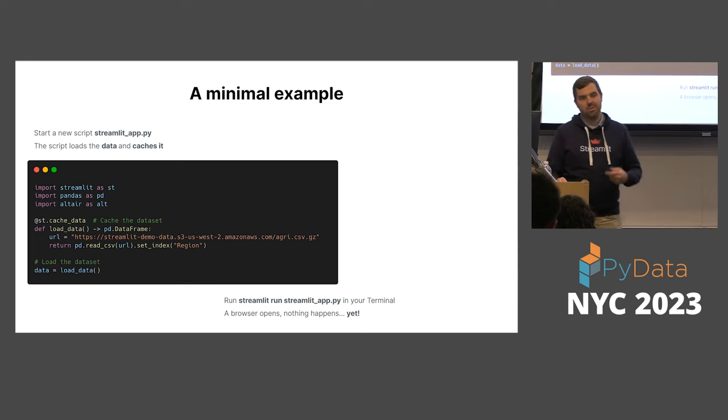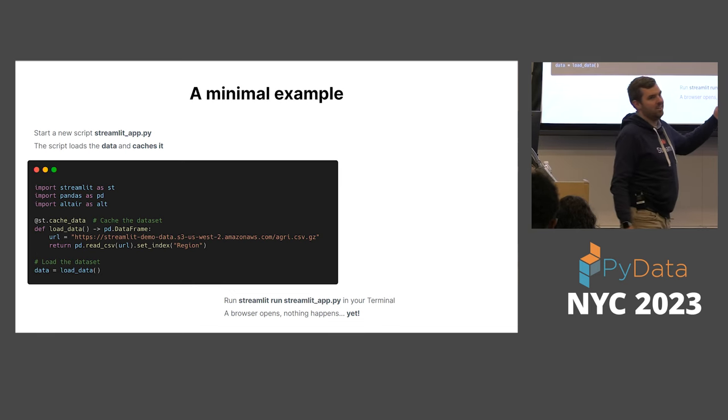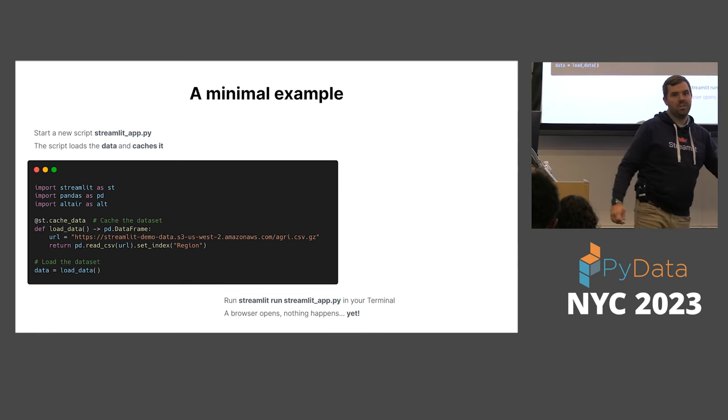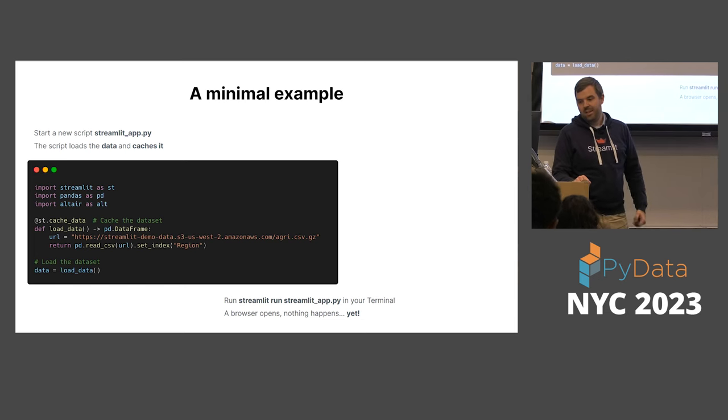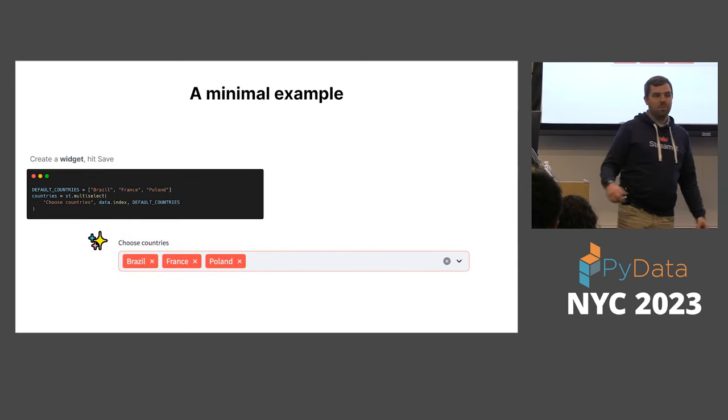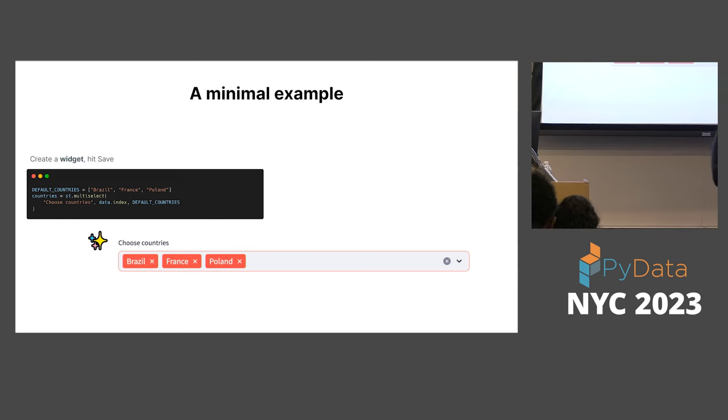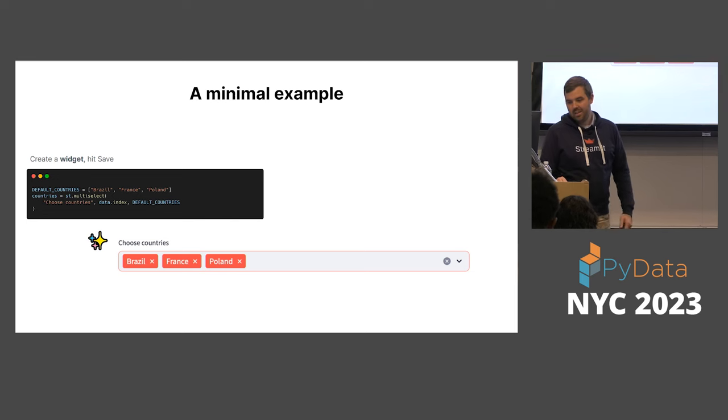If it's a very big file, you'll load it once, and then it'll be fast after that, and it'll just return the cached data frame. You can control things like TTL, how long you want to go before the cache gets cleared. And then once you've got your data, you've got a pandas data frame, or really any kind of data format, then you add some widgets.